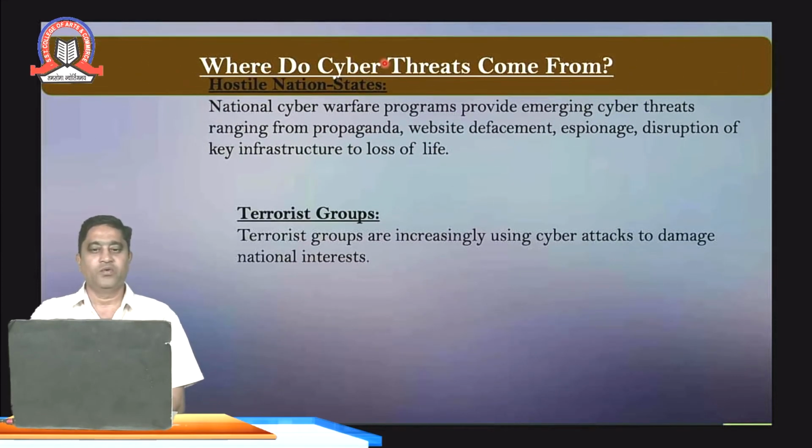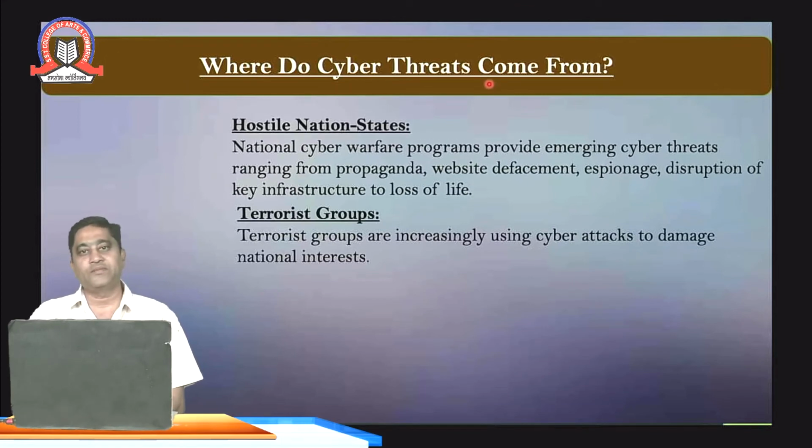Next is, where do cyber threats come from? Hostile nation states. National cyber warfare programs provide emerging cyber threats ranging from propaganda, website defamation, espionage, disruption of key infrastructure to the loss of life. So people who are doing this type of mischief are white collar criminals. They know these things and they may use this type of information so that the person would be victimized.